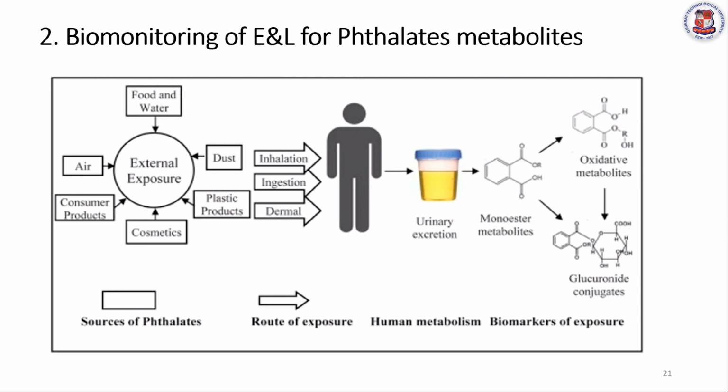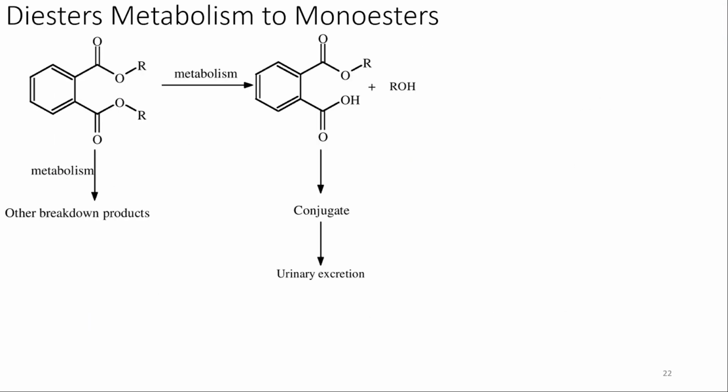Whatever phthalates go into the body will be metabolized in the liver, and more than 95% of the metabolites are excreted in the urine in the form of monoester metabolites. So dibutyl phthalate is converted into monobutyl phthalate. Diesters become monoesters, and are excreted in the urine. So in the further study, we selected the monoesters as metabolites for routine monitoring.